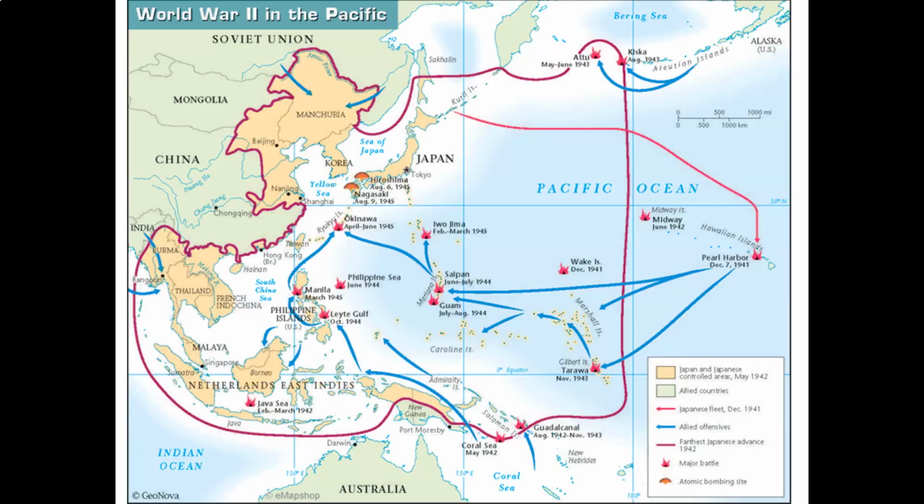So now we're going to jump to the Pacific here. This is just like the same map we started with. This is the war in the Pacific. You can see Pearl Harbor and so forth. But we're going to get into this and talk about how the United States mainly, but also the British and Australian forces, are going to defeat the Japanese.